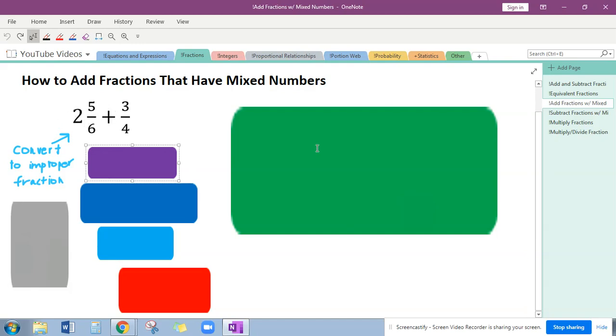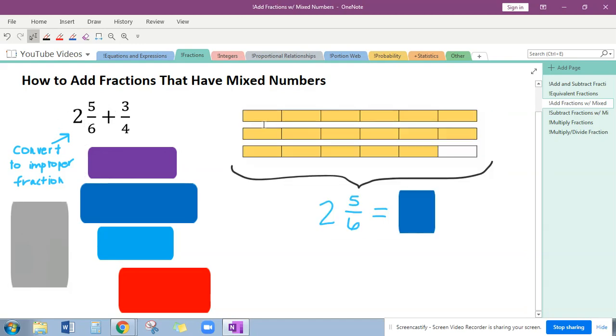So just kind of a picture to show you how you convert it. This picture is 2 and 5/6. So I can see here that I have one whole, here's 2 wholes, and then here's 5 out of 6 colored in. And so if I were to count these up, I can see that there's 6 here, 6 here, so that's 12, 13, 14, 15, 16, 17 that are colored in.